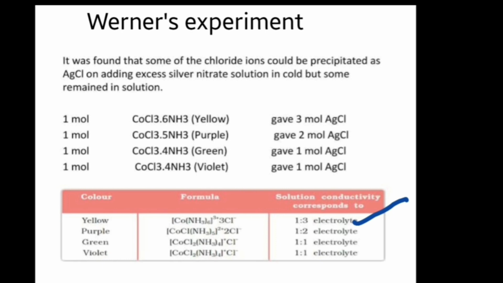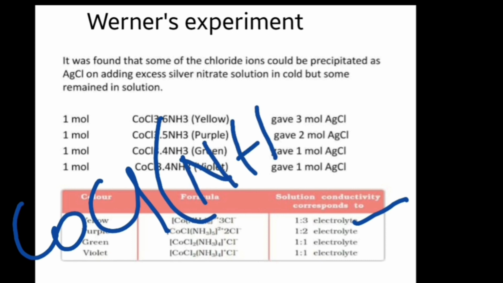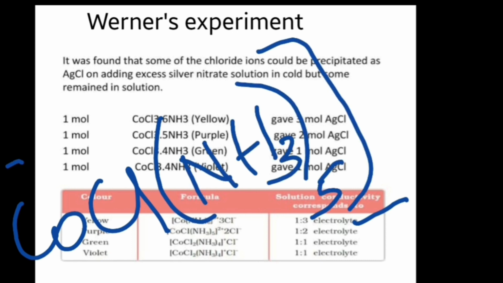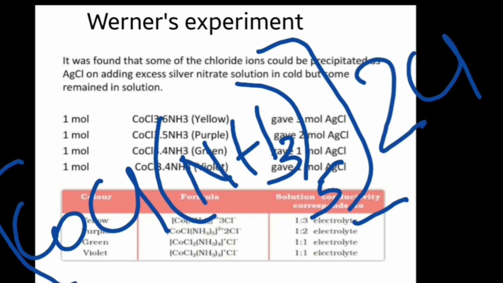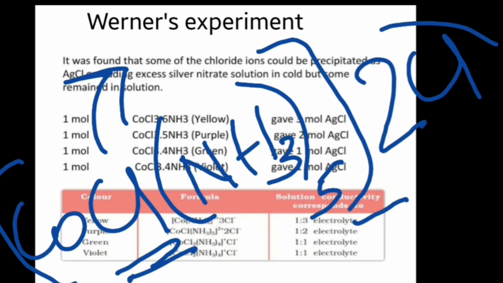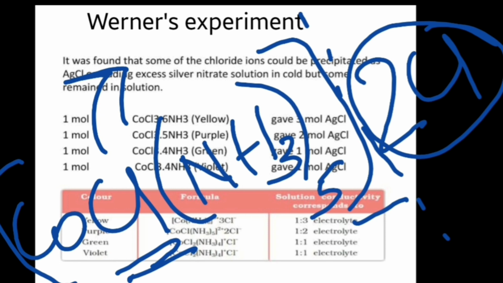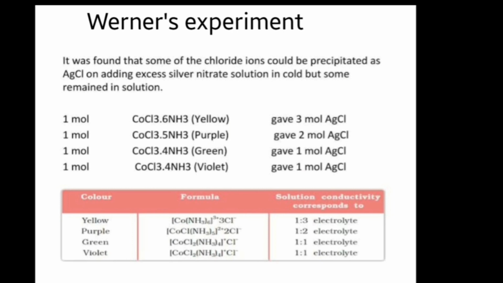Now look at the second complex. It is [CoCl(NH3)5]Cl2. In this case, there is one Cl inside the square bracket. So this Cl cannot be precipitated; it cannot be dissociated from this complex. You have only 2 Cl outside the complex, so only these 2 Cl can be dissociated and form 2 moles of AgCl. That is how, in the second case, you get only 2 moles, because you have only 2 Cl minus outside the bracket.